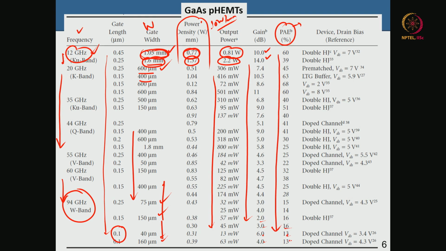And this column tells you what kind of device architecture you use. HG stands for heterostructure. So, double heterojunction, you have quantum well confined from both sides. LTG, low temperature gallium arsenide buffer. Okay, double heterojunction, double doped channel.